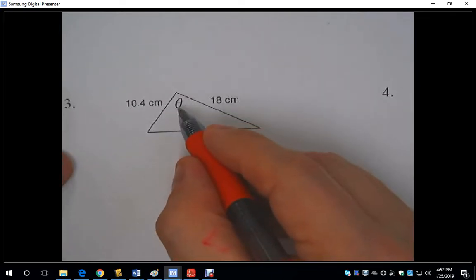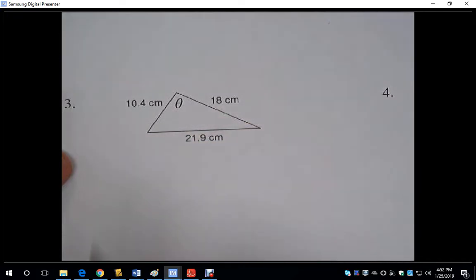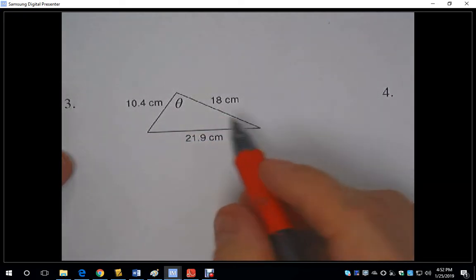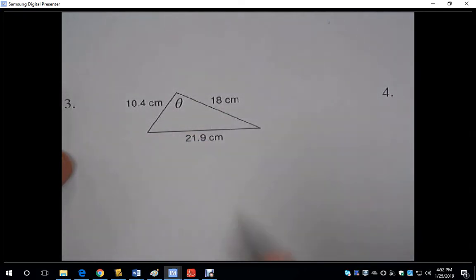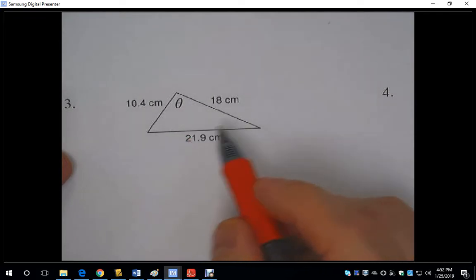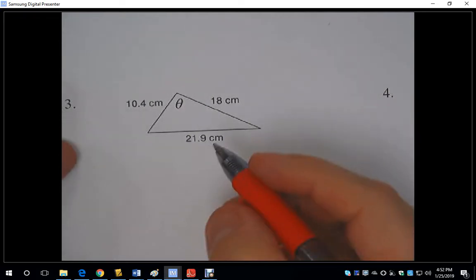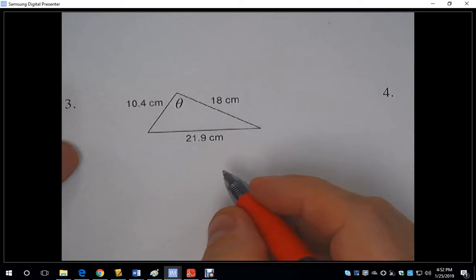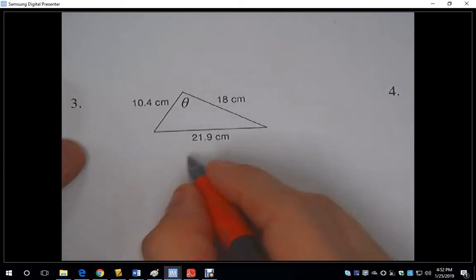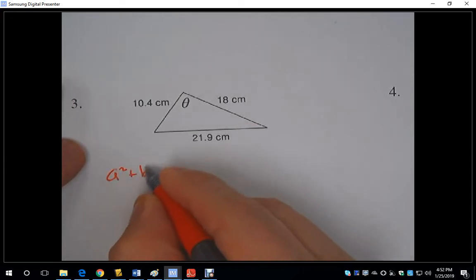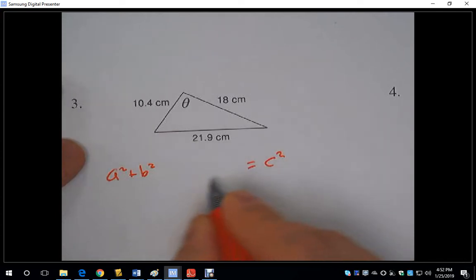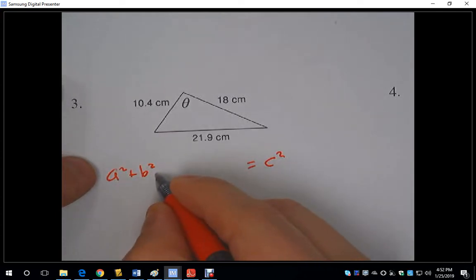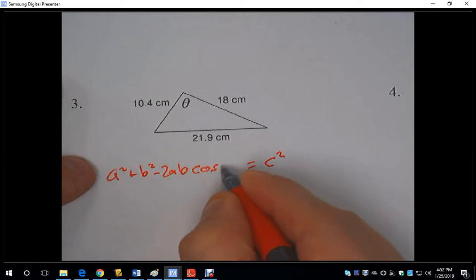So I'm going to try to find this angle here. We could try to use law of sines. We're going to see again that we don't have enough angles. With law of sines, I'll have 2 missing angles, so we're stuck using law of cosines. Law of cosines, again, is just the Pythagorean theorem of a squared plus b squared equals c squared, but this ABC 2 times, so negative 2 AB cosine c.